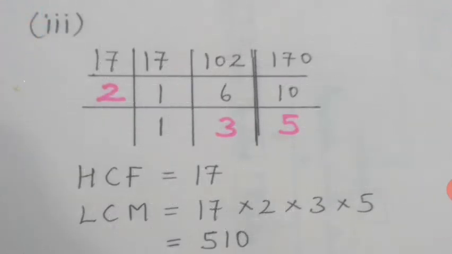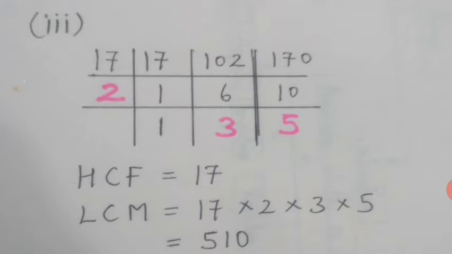Third sum, we have now 3 numbers here which we have to factorize. So 17 ones are 17, 17 sixes are 102, and 17 tens are 170. Now there is no common factor for all 3 numbers, but for 2 numbers we have a common factor, that is 6 and 10 can be divided by common factor 2. So it comes under common factor.